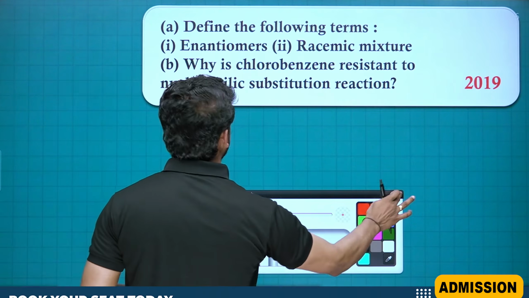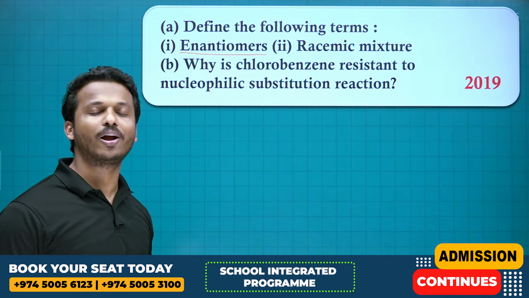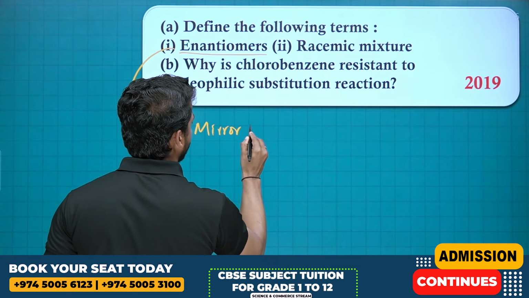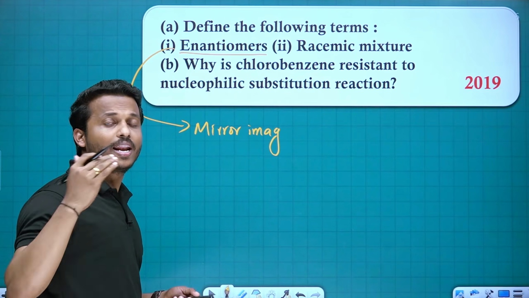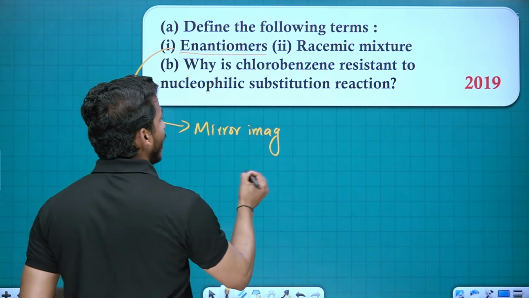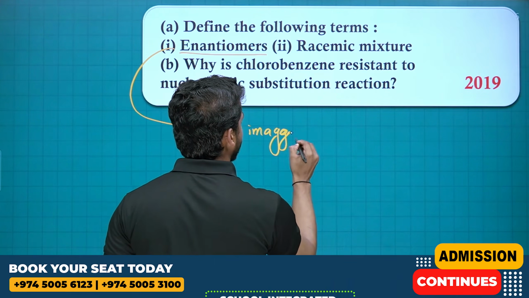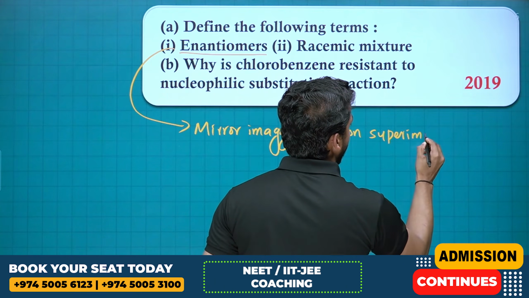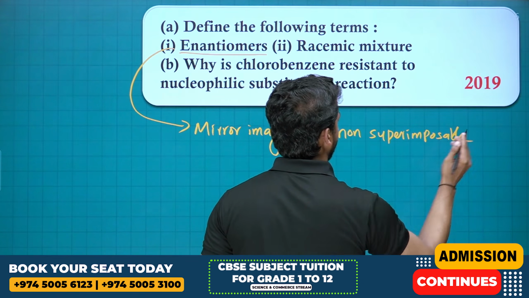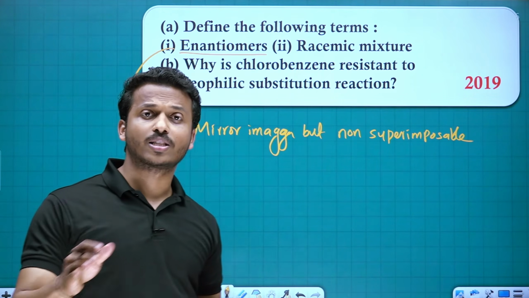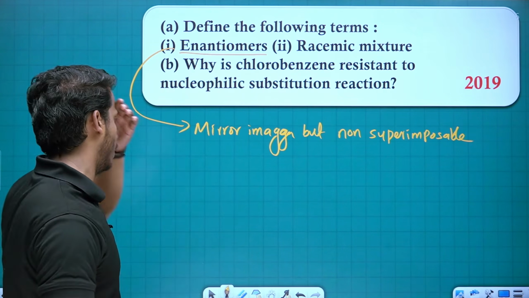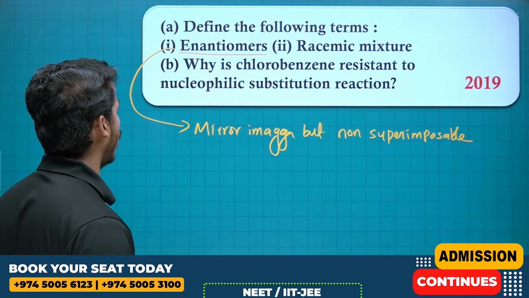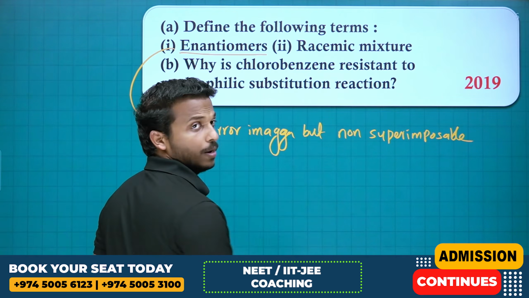Define the following terms. What are enantiomers? Can you define, my dear student, what is enantiomer? Enantiomers are mirror images. We studied what are enantiomers and diastereomers. Enantiomers are mirror images but non-superimposable, right? Whereas diastereomers are not mirror images and are non-superimposable. So enantiomers are mirror images but non-superimposable.